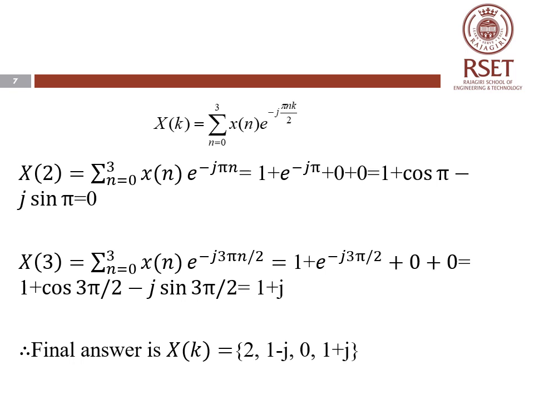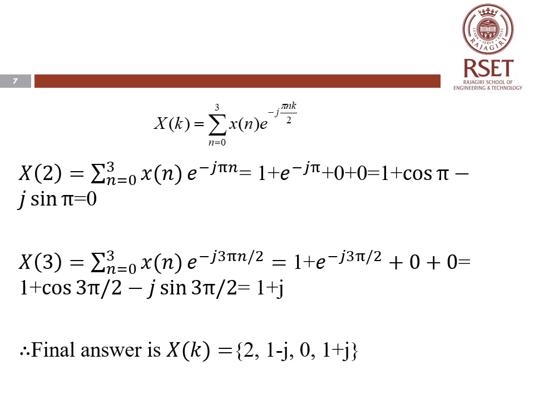To find capital X of 3, you have to substitute k equal to 3 in the expression for DFT. So we'll get X of 3 is equal to sigma n from 0 to 3 x of n e raised to minus j pi n into 3 divided by 2, or it is sigma n from 0 to 3 x of n e raised to minus j 3 pi n by 2.